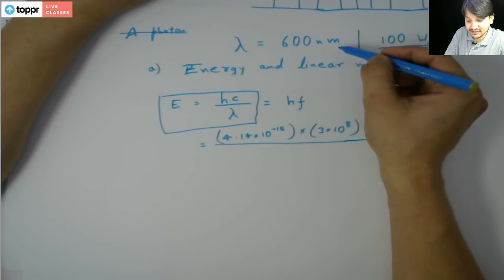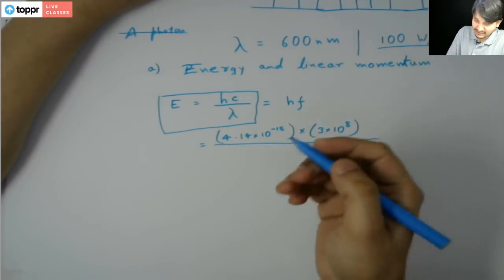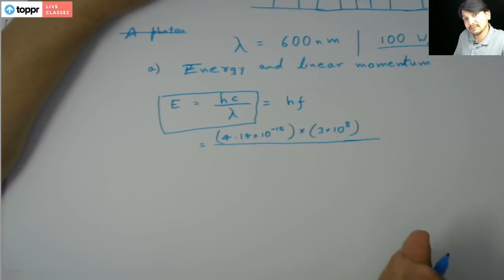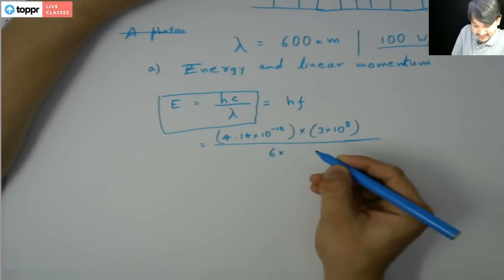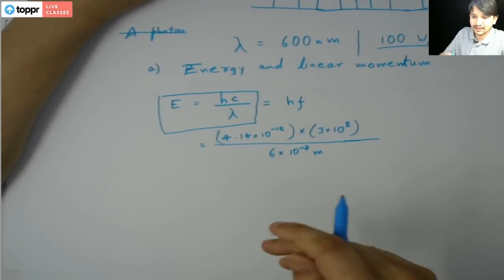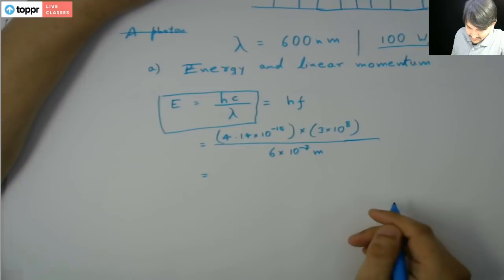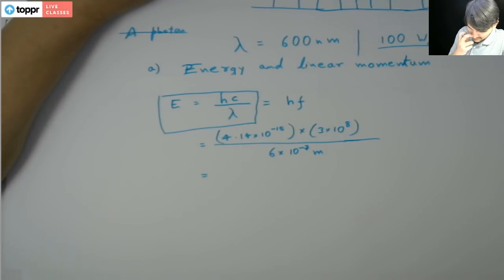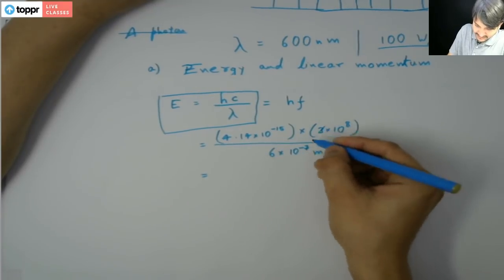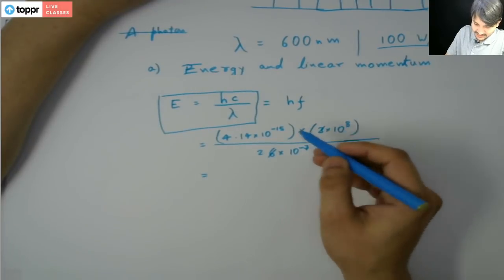It is 600 nanometer, and what is 1 nanometer? 10 to the power minus 9 meter. Again, meter is the SI unit. We would be using 600 into 10 to the power minus 9, or we can write that as 6 into 10 to the power minus 7 meter. By solving, I don't have a calculator right now, but simply, 3 gets cancelled with 2, and that's how we get 10 to the power 17, that's 15.